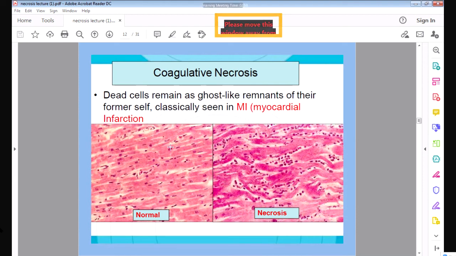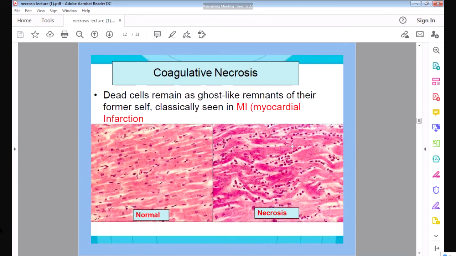See, the nucleus is the soul of the cell. If the nucleus is not there, that means the cell has died. The important feature is the nucleus, because the nucleus is the brain of the cell. It will control all the functions of the cell. If the brain is not there, the patient is brain dead, so he is not alive. Similarly, the nucleus is the same thing. So if the nucleus is not there, the cell has died. You can see the nucleus is present here, but here no nucleus.